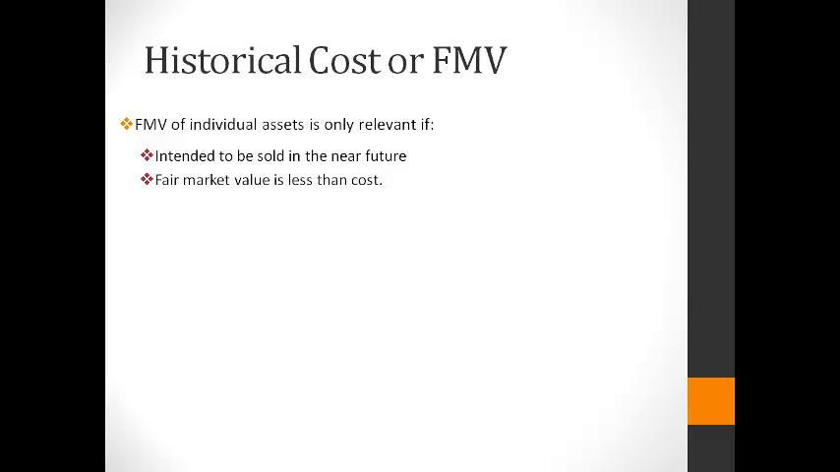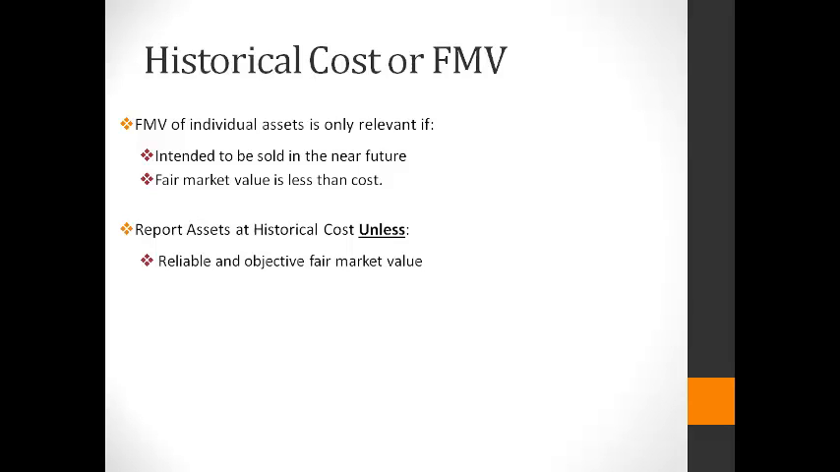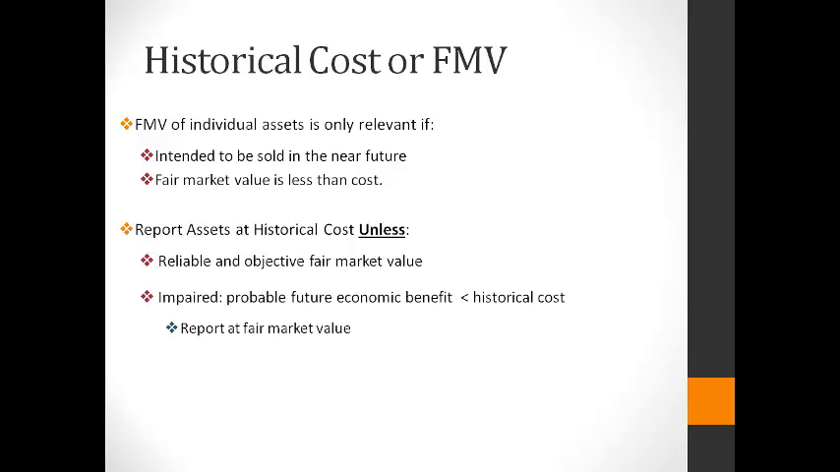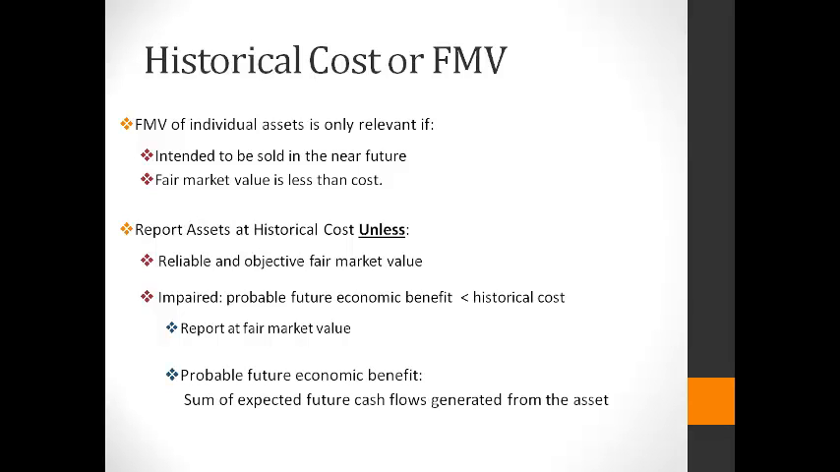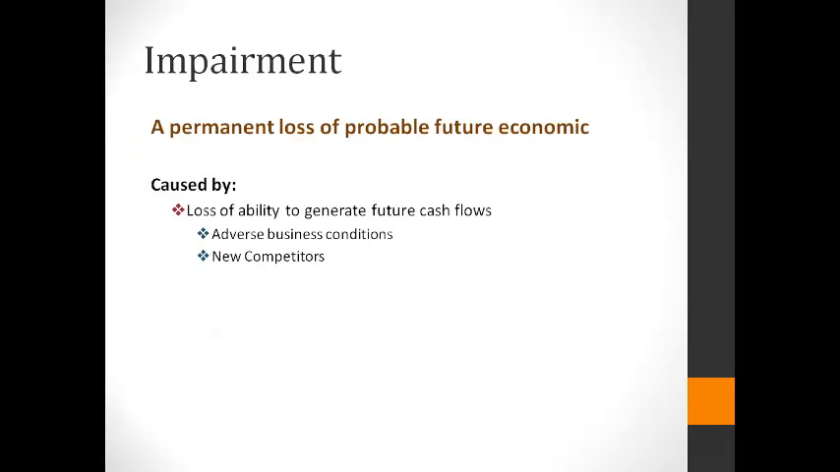Long-term assets are reported on the balance sheet at historical cost unless there is a reliable and objective fair market value, or the asset's ability to generate probable future economic benefit, which is also fair market value, is less than the historical cost. Probable future economic benefit is generally the sum of the expected future cash flows generated from the asset. Assets cannot be reported on the balance sheet at an amount greater than the expected probable future economic benefit.